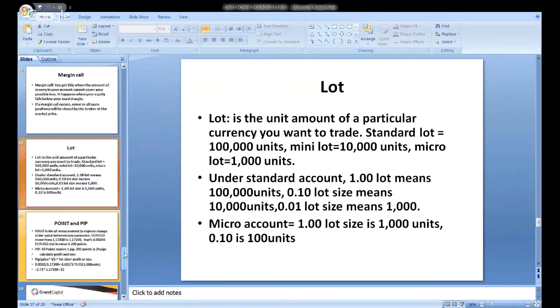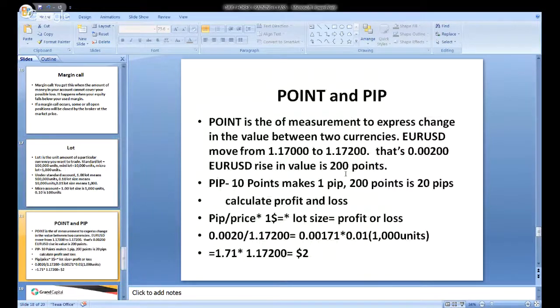So now we talk about points and pips. Most currencies are quoted in 5 decimal points. So a point is the measurement to express change in the value between two currencies. Take for example, we talk of EUR/USD moving from 1.17000 to 1.17200. It simply means that the market has appreciated by 200 points, and these 200 points in pips will be 20 pips. So take note, 10 points make 1 pip. It means that 200 points will be 20 pips.